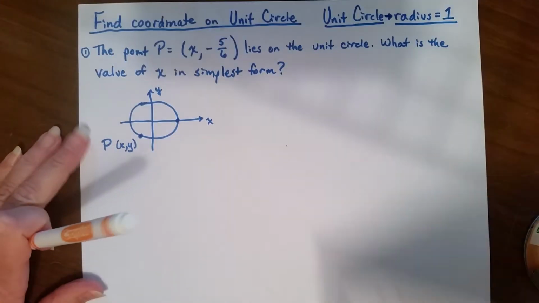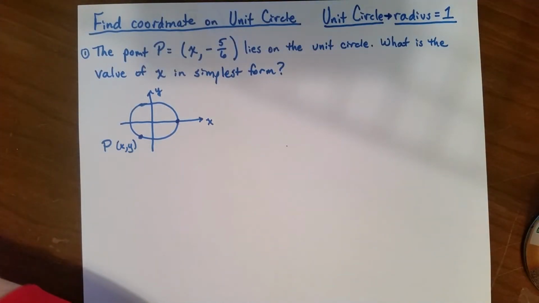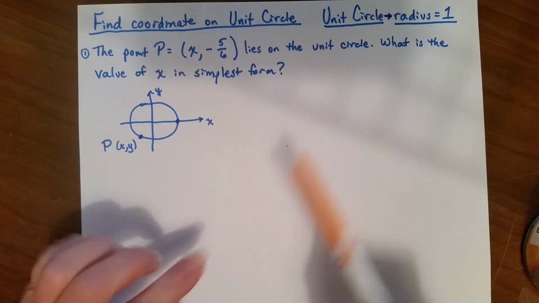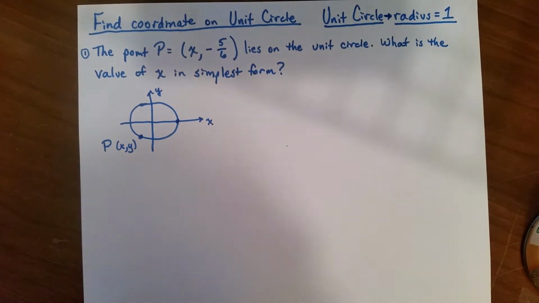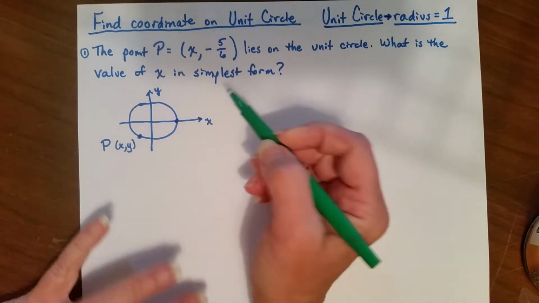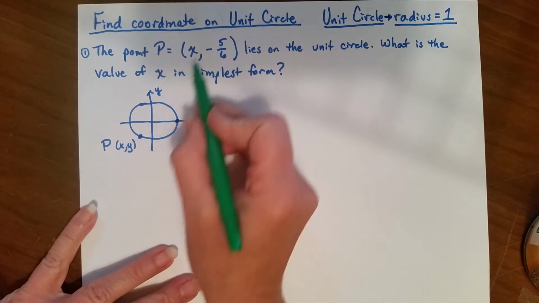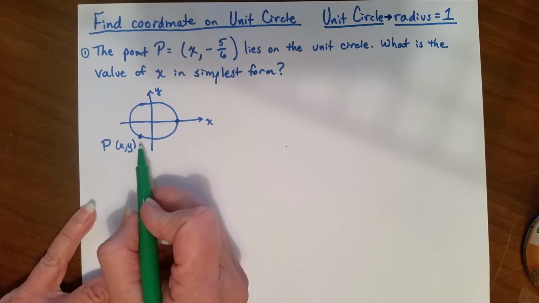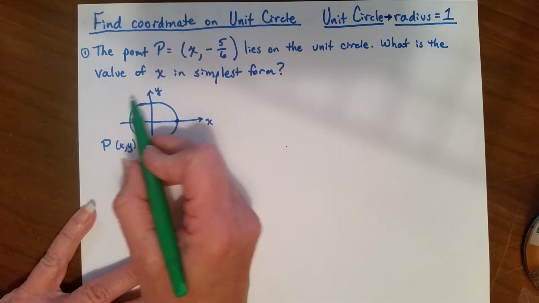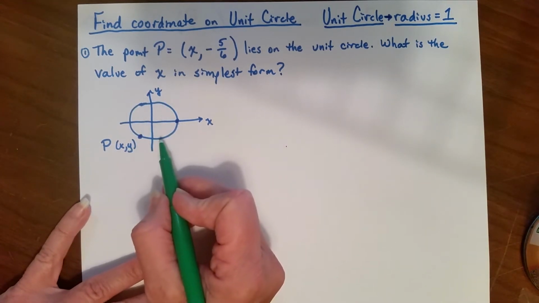Let's look at what the problems look like. Find coordinates on the unit circle. Again, the unit circle has a radius of 1. Let's go ahead and do this. I'm going to grab a marker. There we go. They tell us the point P, (x, -5/6), lies on the unit circle shown below. So it'll be down here. What is the value of x in simplest form?